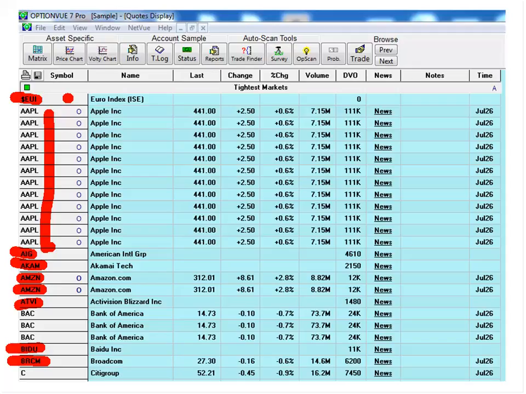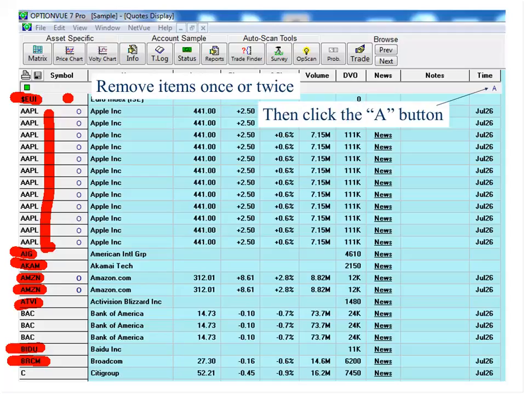So when I go through and eliminate the onesies and twosies like this, I'm then going to click the A button over here that's going to alphabetize what remains. And it'll get rid of all the duplicates as well. So all these Apple duplicates will get removed, and I'll just be left with one Apple symbol.